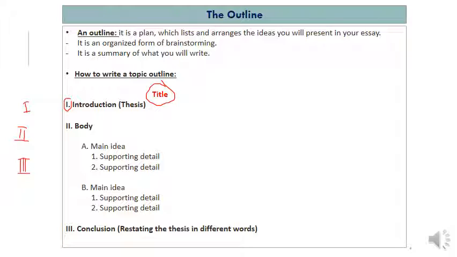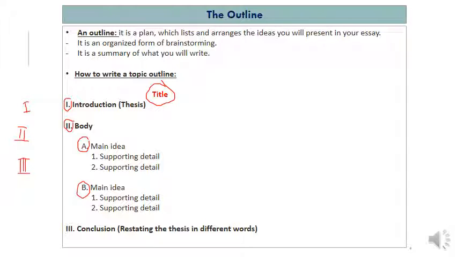So you just write the thesis statement. That's it. After that, I move to the body. Of course, I number it with Roman numbers, body. Usually, we know that we have 2 body paragraphs. I give them names. I name the first body paragraph A and the second body paragraph B.